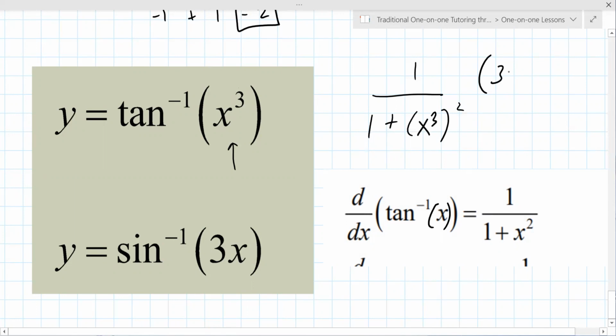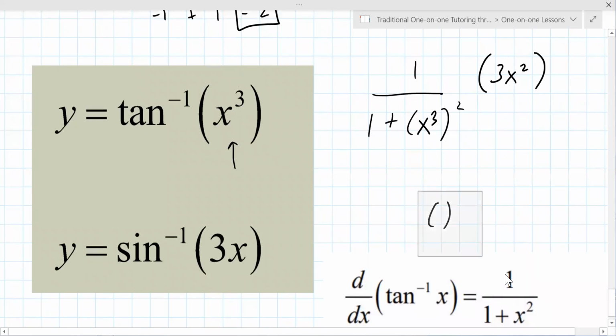3x squared. Yeah, 3x squared. And you definitely want to simplify this, because you're a good calculus student here. It's 3x squared in the numerator over 1 plus x to the 6th power.